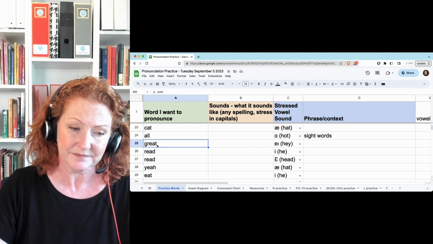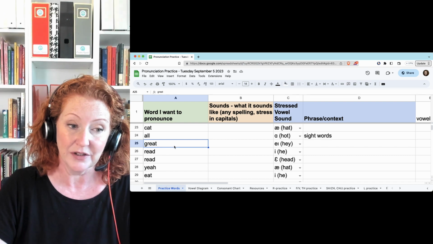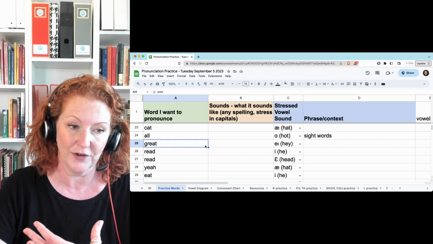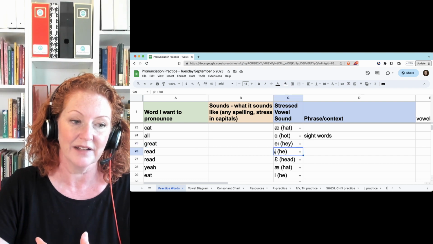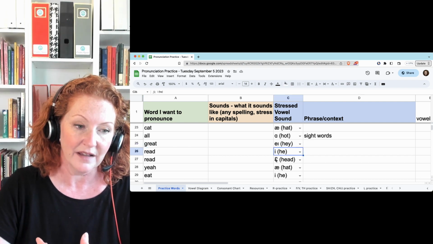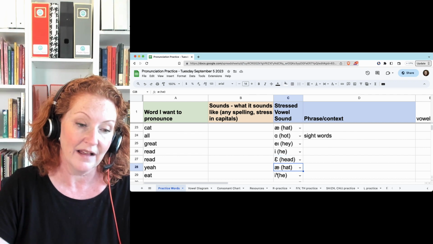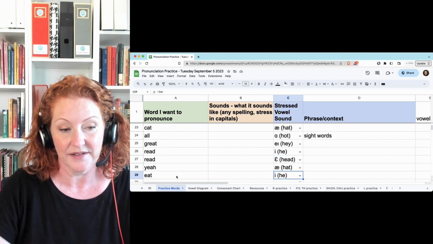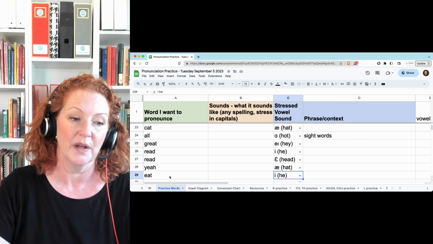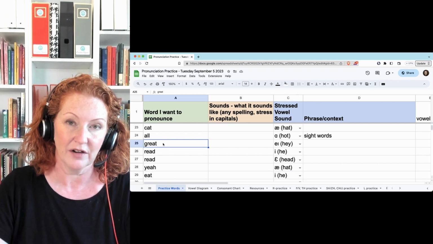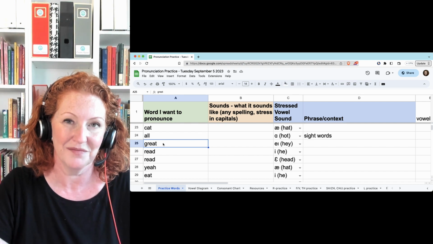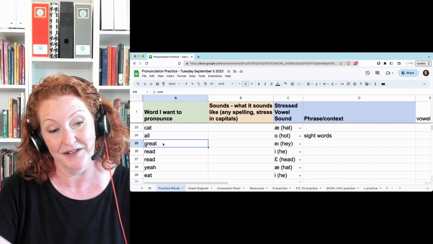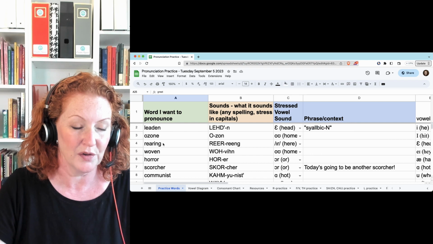There's also the weird EA combination that can sound totally different. It can sound like A in great, it can sound like E in read, E in red, A in yeah, and like this is just the simple eat. So again, a lot of these are sight words. Kids just have to get used to remembering if it looks like that, it sounds like this. So I'll go through them without talking.